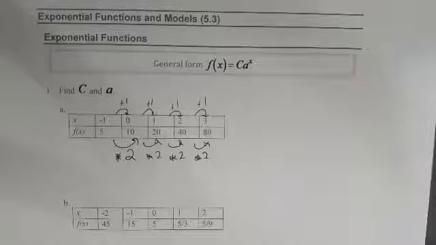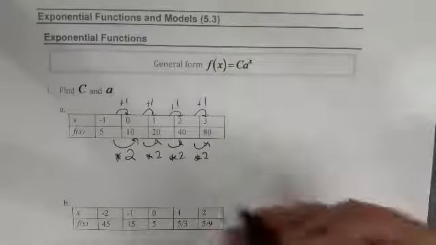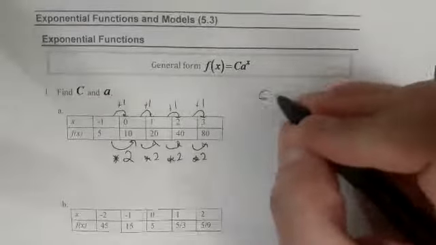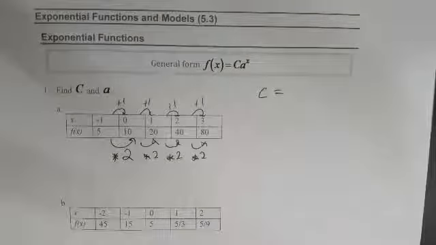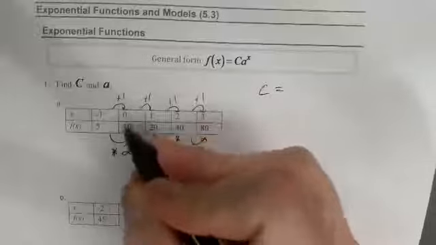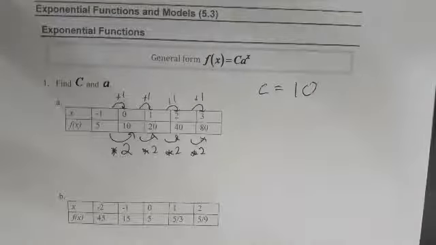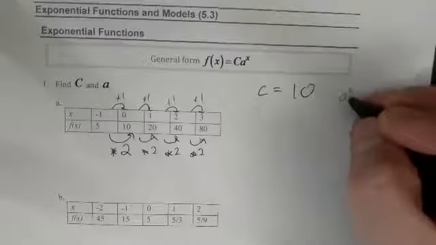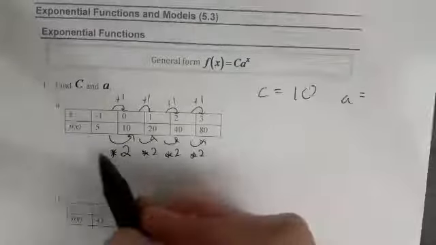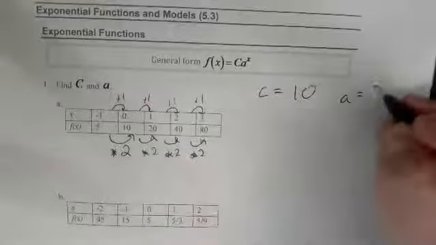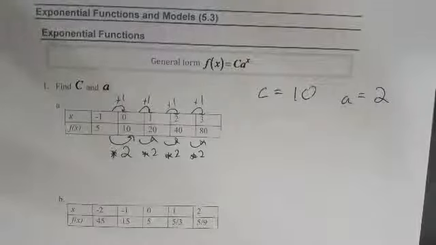And now they want us to find C and A. My C, I talked about that just a second ago. That is my y-intercept. If I'm looking at my y-intercept here, it's a value of 10. I talked a little bit about A. It is the rate that it changes. That is the 2 that we're talking about multiplying by. So A is going to be the amount that you multiply each time. C will be like your y-intercept.